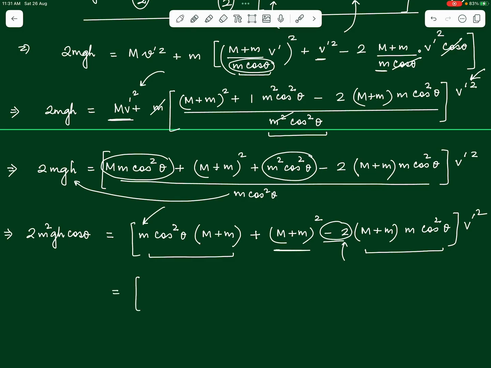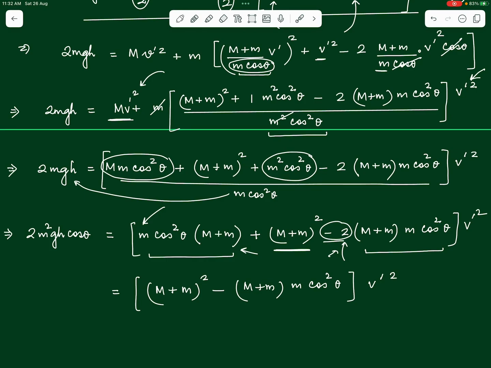So writing the second term first, (M + m) whole squared minus the term that we are getting now as the sum of the first term and the third term, which will be minus of (M + m) into small m cos squared theta, isn't it so? So this is what we are getting here after taking this term common now. And now let us close the bracket, and we have v dash squared also, okay.